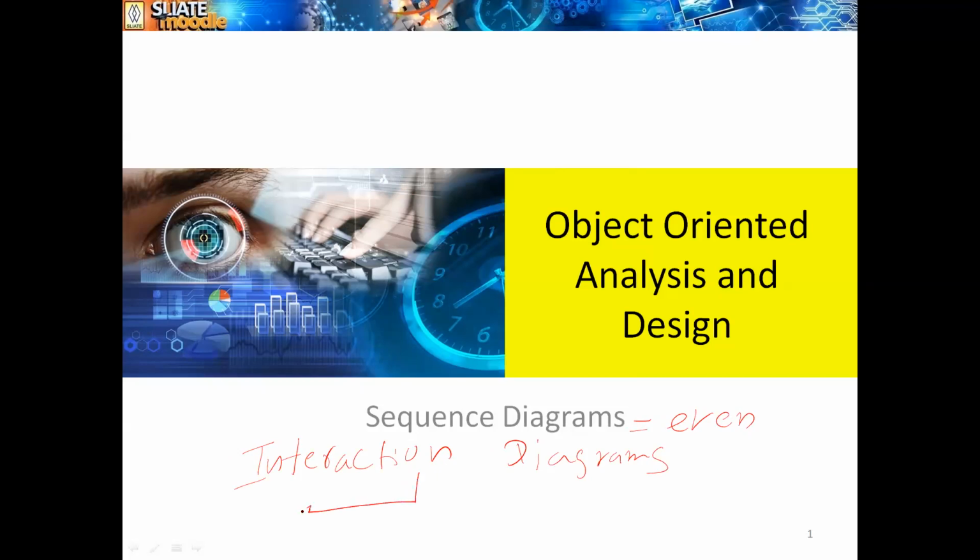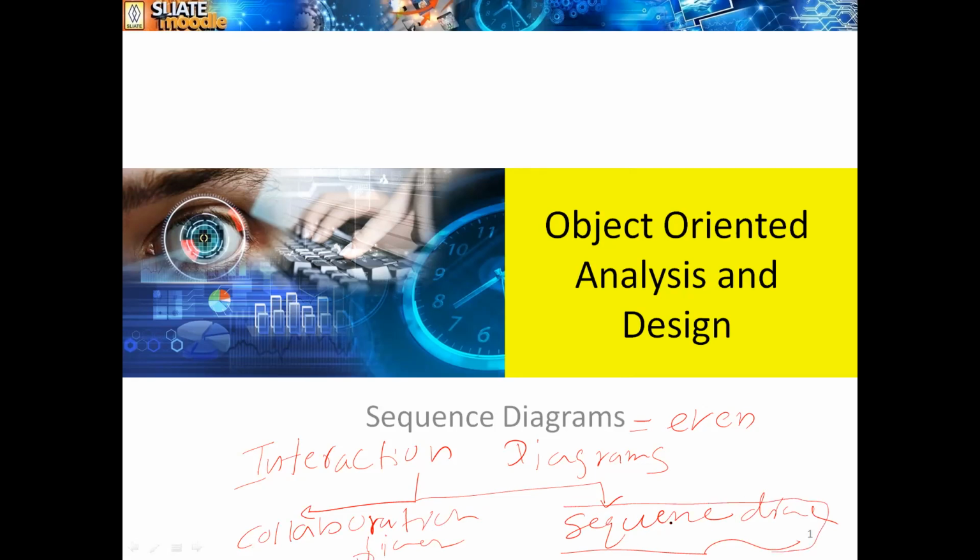It has two parts. One is a collaboration diagram, and the other is a sequence diagram. Right. Now we discuss the interaction diagram, under it the sequence diagram.